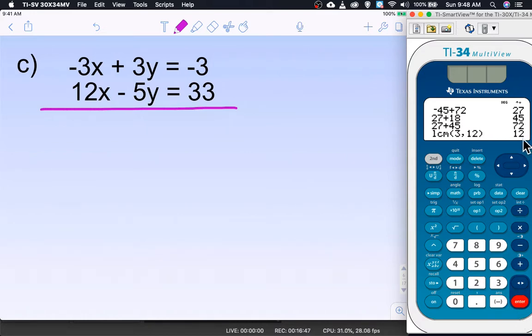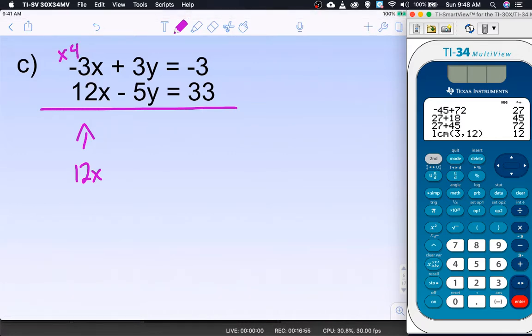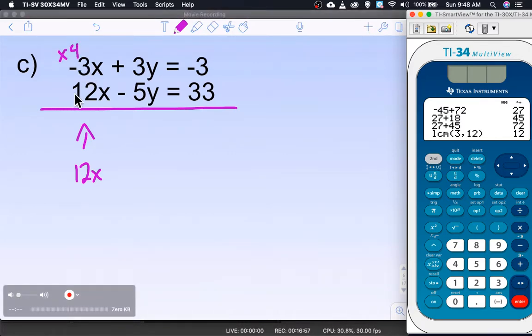So if I would make both of these 12 x's, they would eliminate. And I could do that. I would multiply the top one by 4 and the bottom one by nothing. I don't have to multiply the bottom equation by anything.